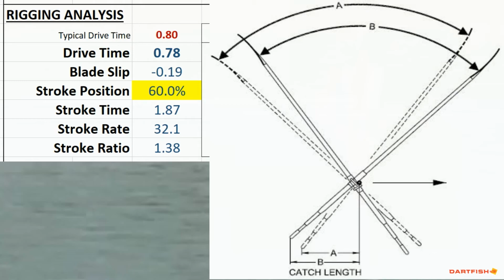In this example, we see that the stroke position is 60%. This means 60% of the time the blade is in the water is before the oar reaches a point perpendicular to the boat. Typically, two thirds, or 66%, of the time the blades are in the water is before the oar reaches perpendicular. In this example, we would move the athlete's footstops towards the stern to increase the catch length and the stroke position.